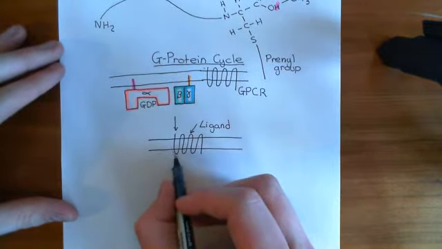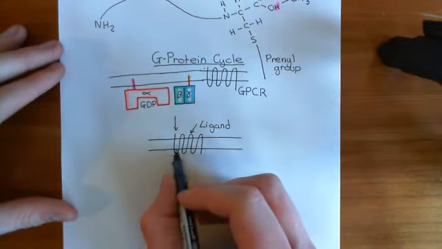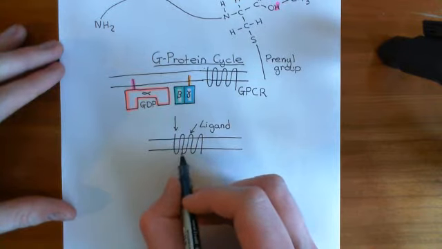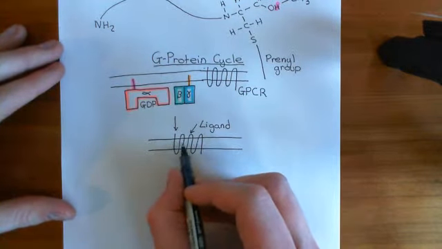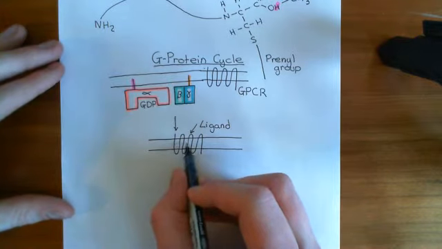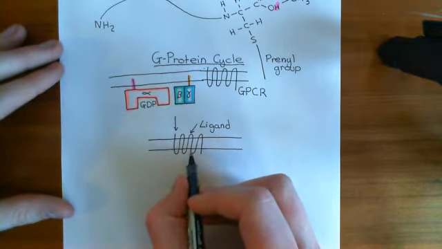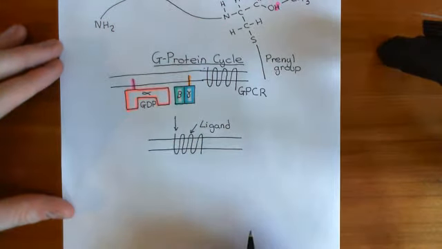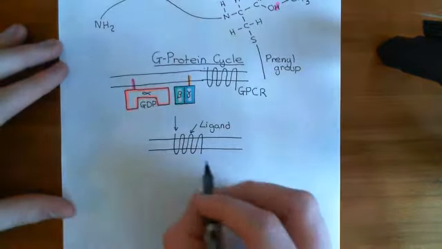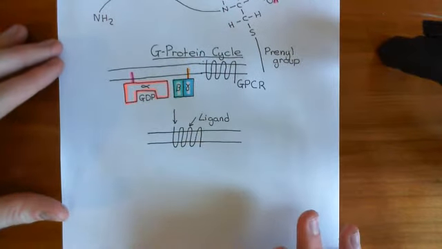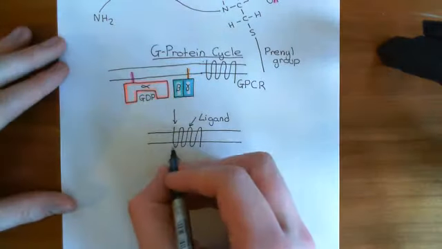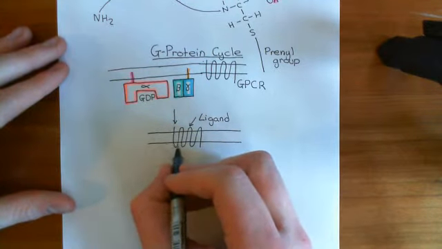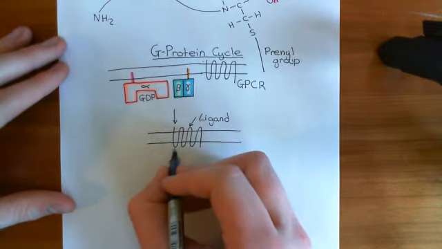Okay, so the intracellular loops are named intracellular loop 1, which is this first one between the first membrane spanning alpha helix and the second, intracellular loop 2, which is this intracellular loop between the third and fourth membrane spanning alpha helix, and intracellular loop 3, which is between the fifth and sixth membrane spanning alpha helix. Okay, and when the ligand binds, these will undergo a conformational change, and now what will be able to happen is that the intracellular loops will have a binding domain for the heterotrimeric G protein.